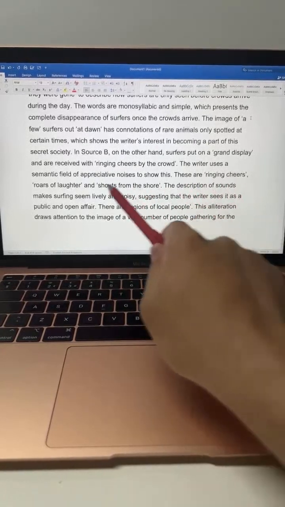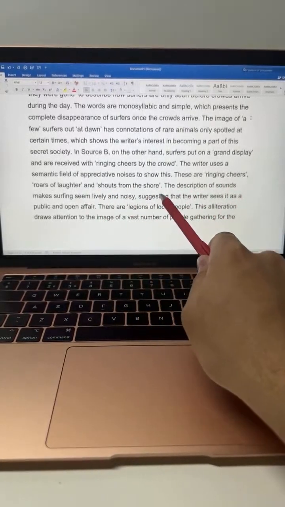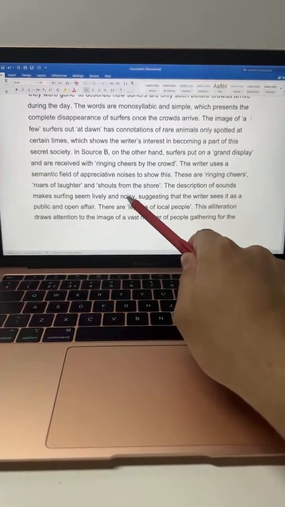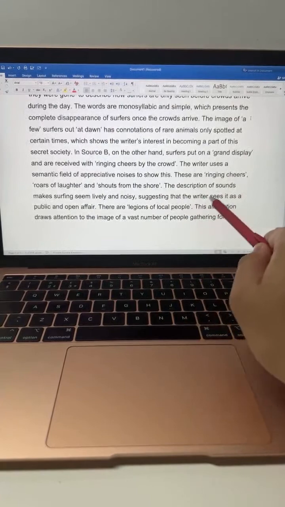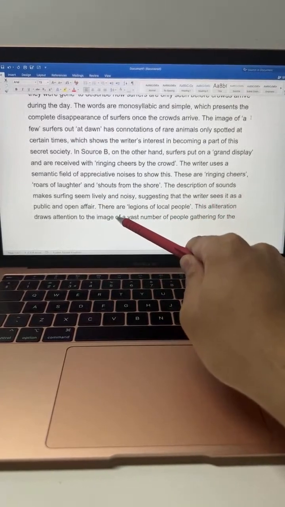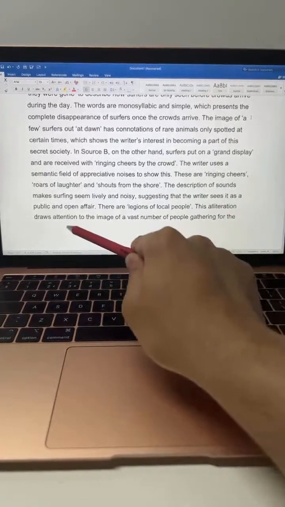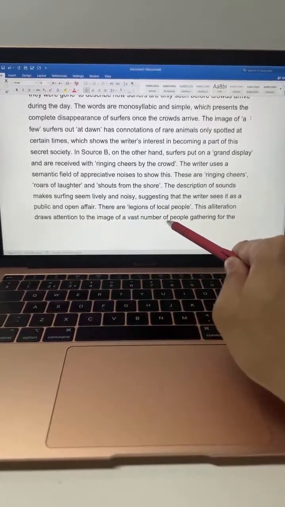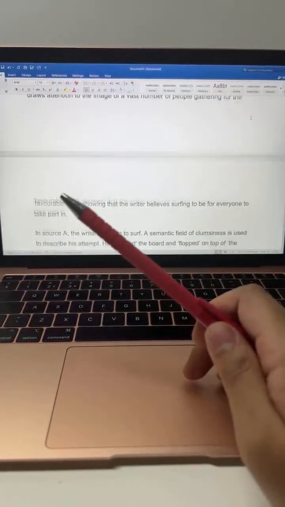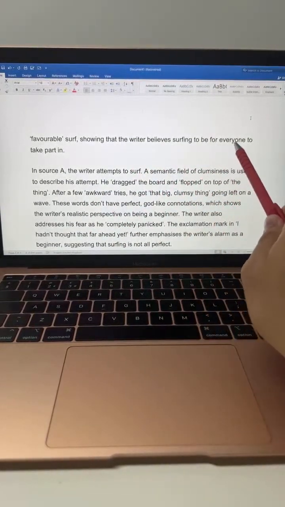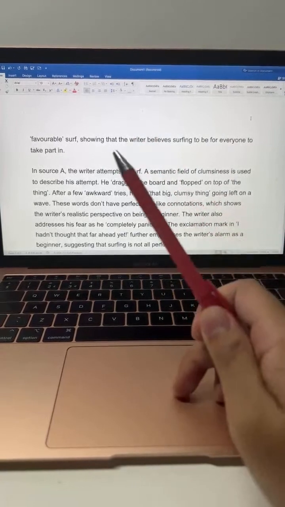These are ringing cheers, roars of laughter, and shouts from the shore. The description of sounds makes surfing seem lively and noisy, suggesting that the writer sees it as a public and open affair. There are legions of local people. This alliteration draws attention to the image of a vast number of people gathering for the favorable surf, showing that the writer believes surfing to be for everyone to take part in.